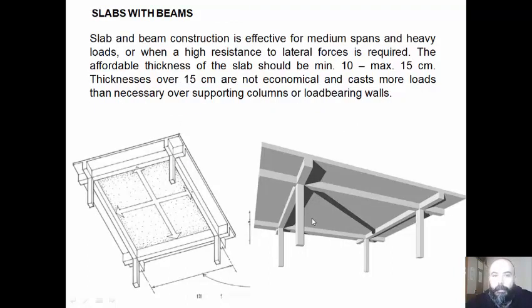Slabs with beams. Slab and beam construction is effective for medium spans and heavy loads, or when a high resistance to lateral forces is required. The affordable thickness of the slab should be minimum 10, maximum 15 cm. Thicknesses over 15 cm are not economical and cast more loads than necessary over supporting columns or load-bearing walls.